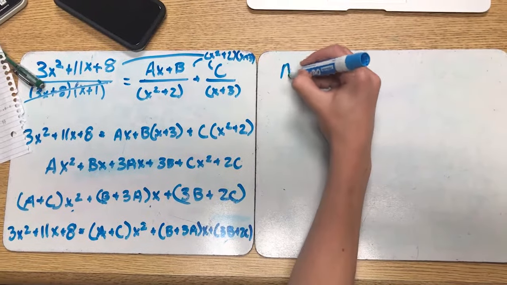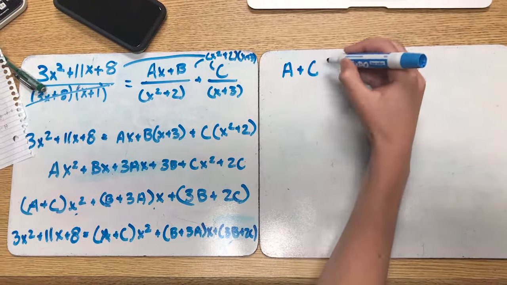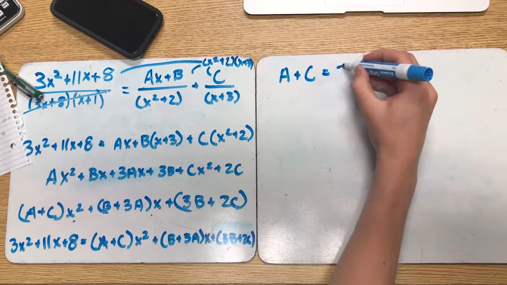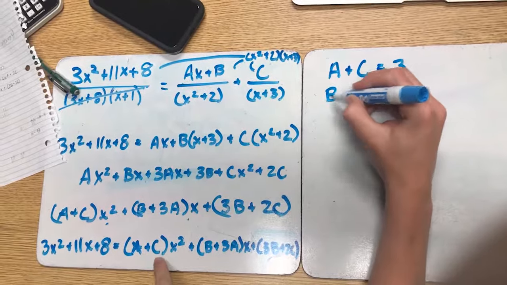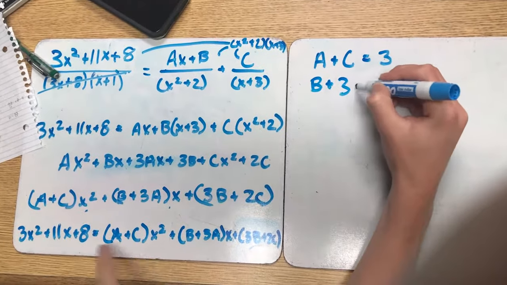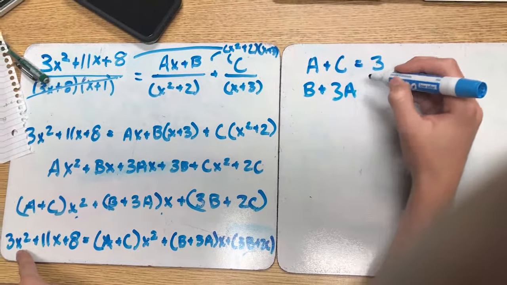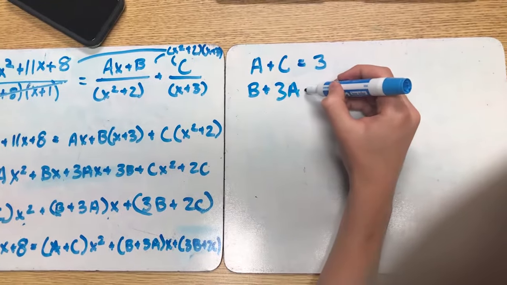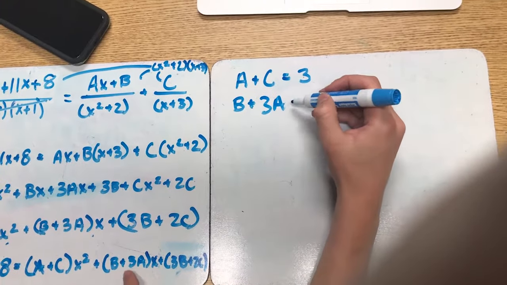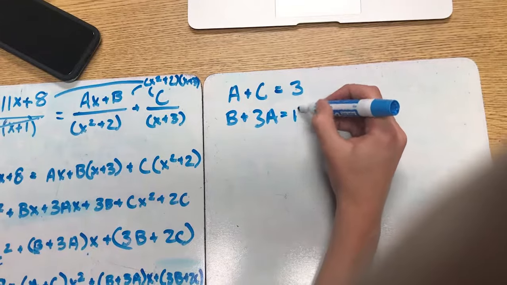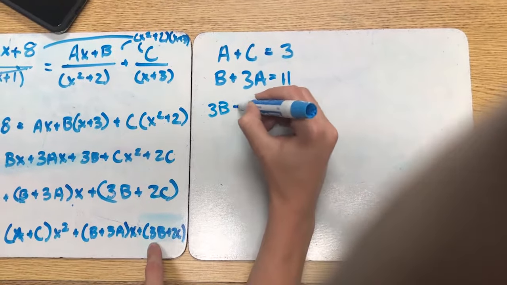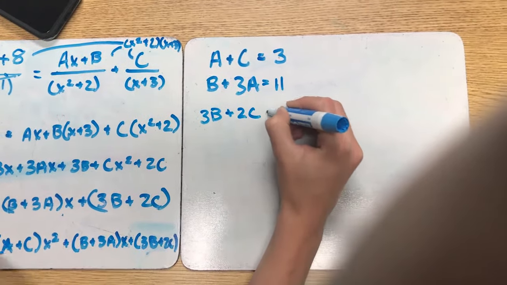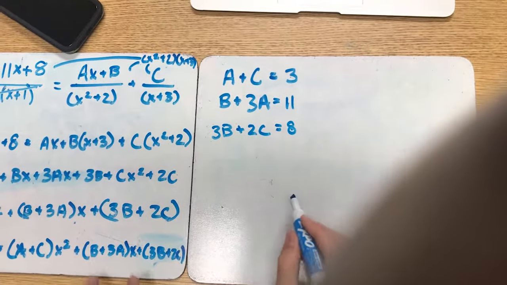The next thing that we're going to do is take a plus c and set it equal to 3 because they're in the same grouping. A plus c times x squared is equal to 3x squared. And then we're going to have b plus 3a equal 11 because they're both being times by x. And then finally, we're going to have 3b plus 2c equal 8 because they are constants.